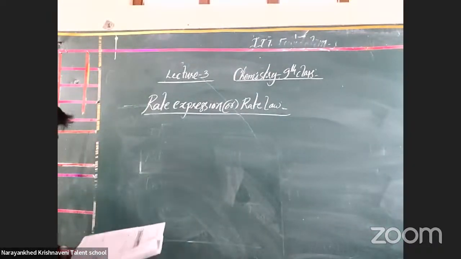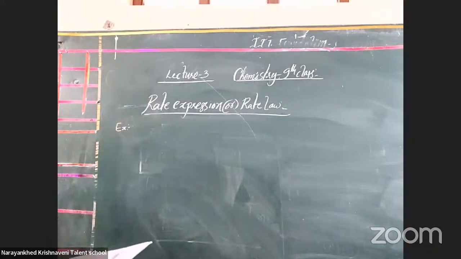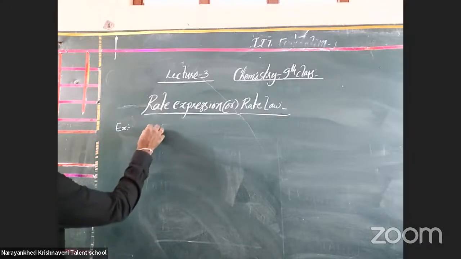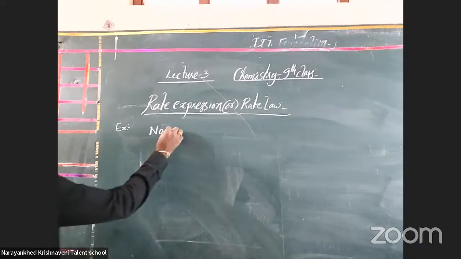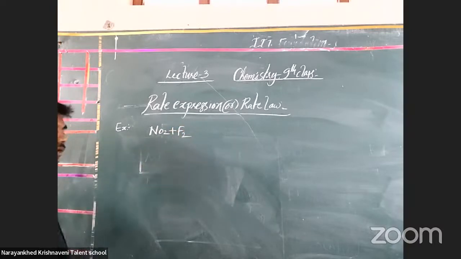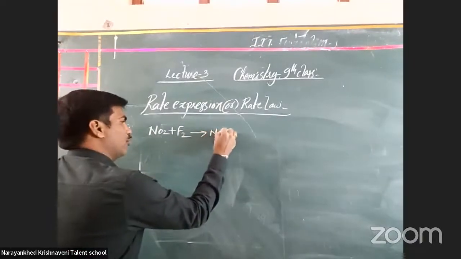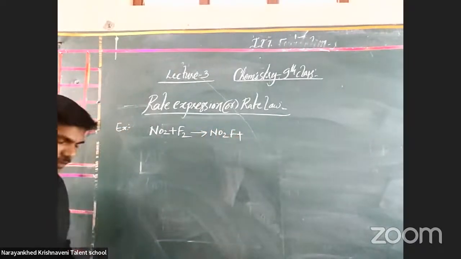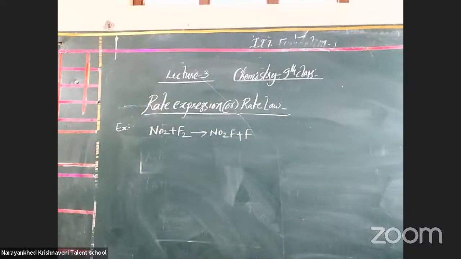What is given here? The first example they have given: write the rate law for the following reaction. What reaction is given? NO2 is given here, and as well as F2, gives rise to NO2F plus F. Clear or not? This is a slow reaction.